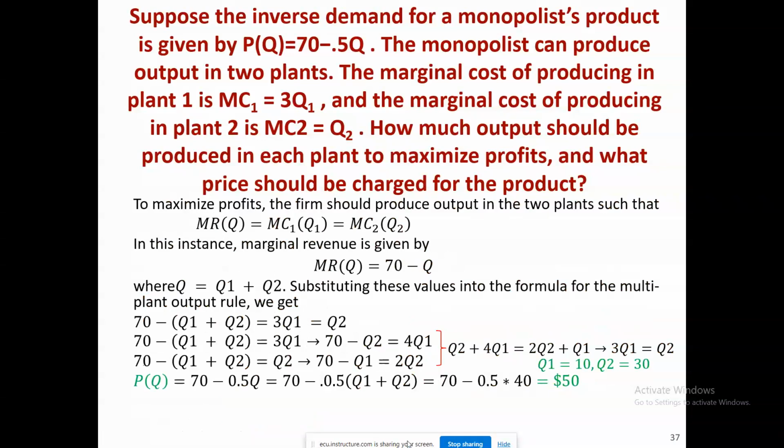Now we have Q1 is 10 and Q2 is 30. We can plug those numbers into the demand function and figure out the corresponding price, which is $50. Did you figure it out?